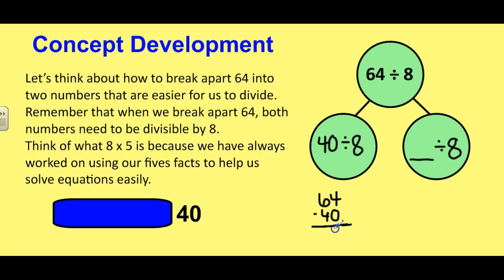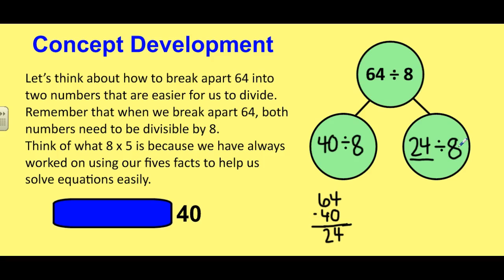I know that 4 minus 0 gives me 4. And I know that 6 minus 4 gives me 2. So 24 is going to go right here. So now I have broken apart 64 divided by 8 into 40 divided by 8 and 24 divided by 8.